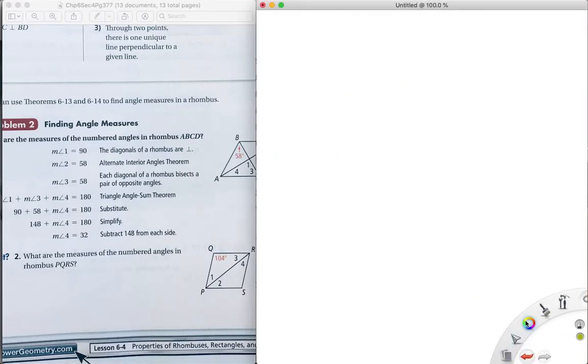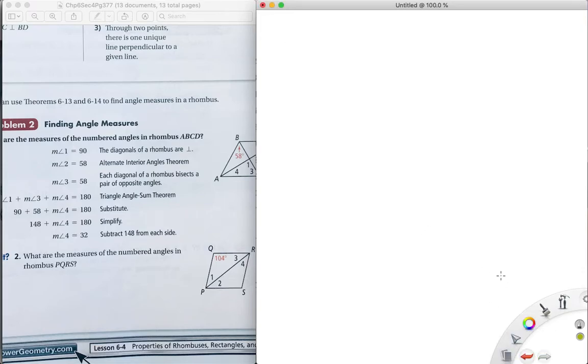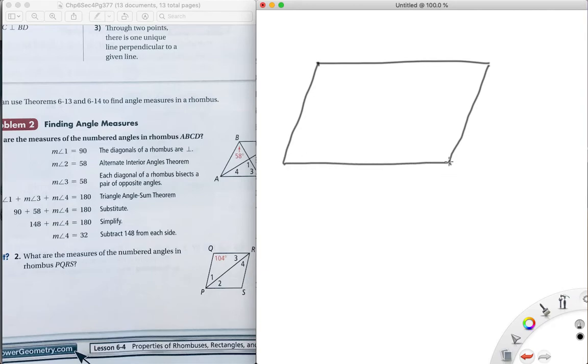Here I'm told it's a rhombus, and then they want me to know what the angles are in the measured angles. Dang, I was hoping. So rhombus, all 4 sides are the same. Sort of. I have this diagonal. I have a 1 and a 2. I have a 3 and a 4.